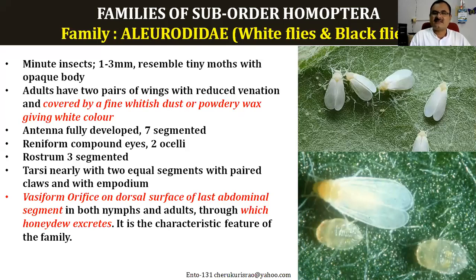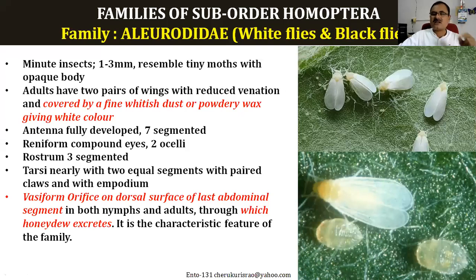Very, very dangerous. So they are actually covered with a whitish powdery wax material all over the body. And most important, the wings here, you can see the wings are white in color, whereas the body is yellow in color. You can see the nymph also here. The nymph is always light yellow in color. And similarly, the adult body is also light yellow in color, whereas the wings are white in color. That is the reason we call them white flies.